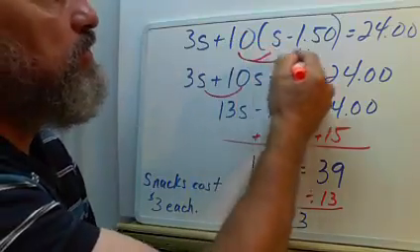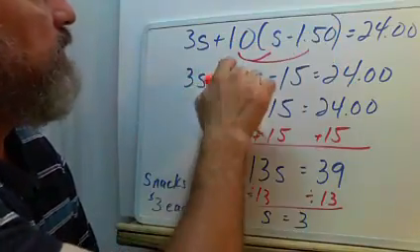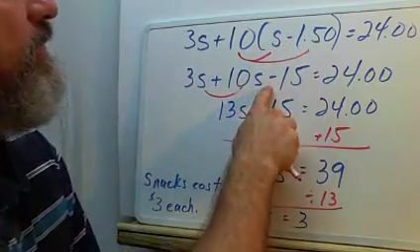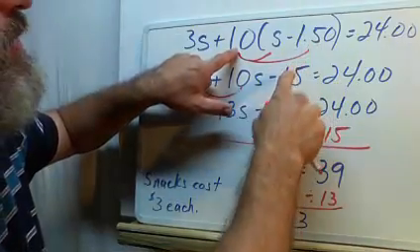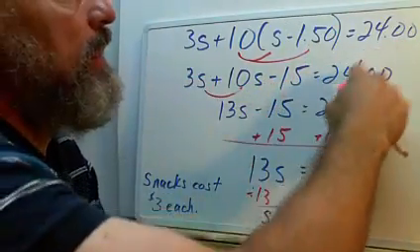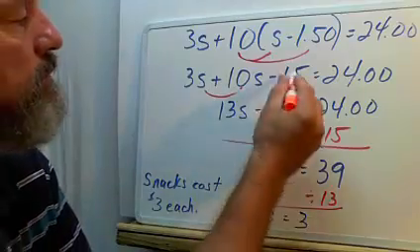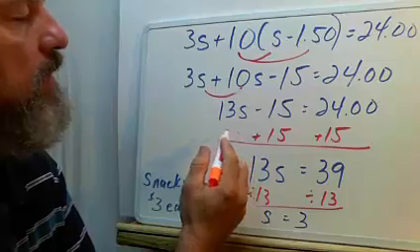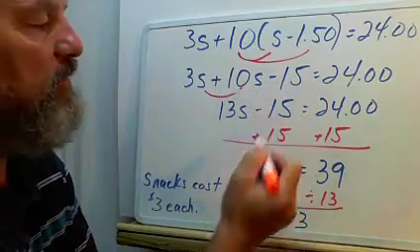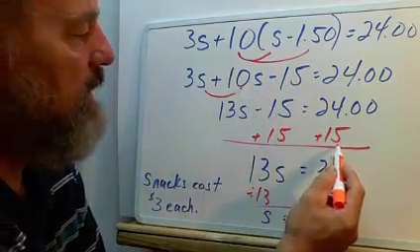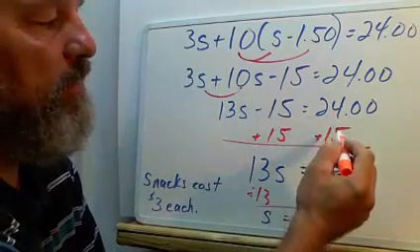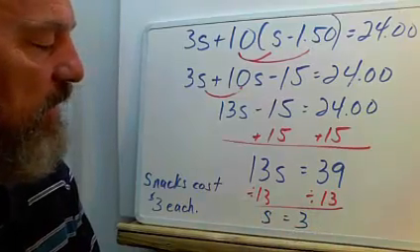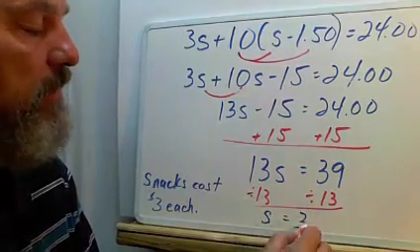First thing we want to do is distribute this. We get 3S plus 10 times S is 10S, minus $1.50 times 10 is 15, so minus 15, and we have $24 over here. We want to combine these two like terms. We get 13S. Next step, we can undo the subtraction of 15 by adding 15 to both sides. We have 13S equals 24 plus 15, which is 39. Divide both sides by 13, and we have S, our variable, equals 3.